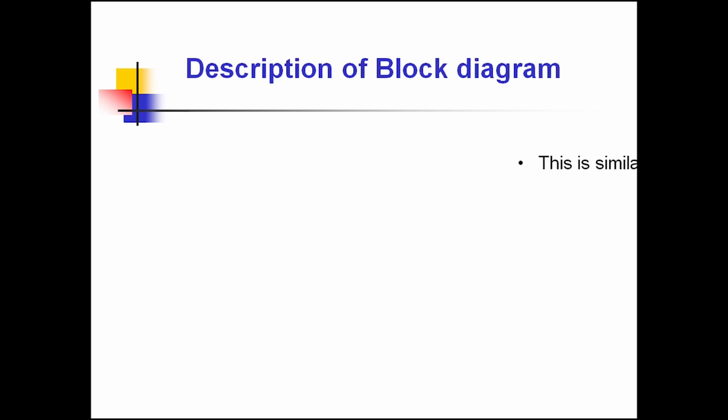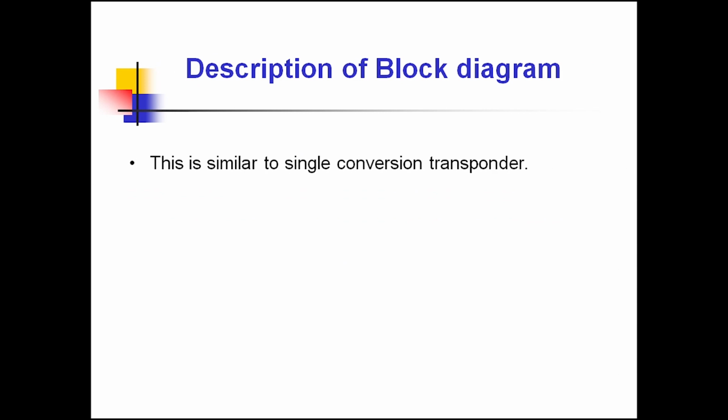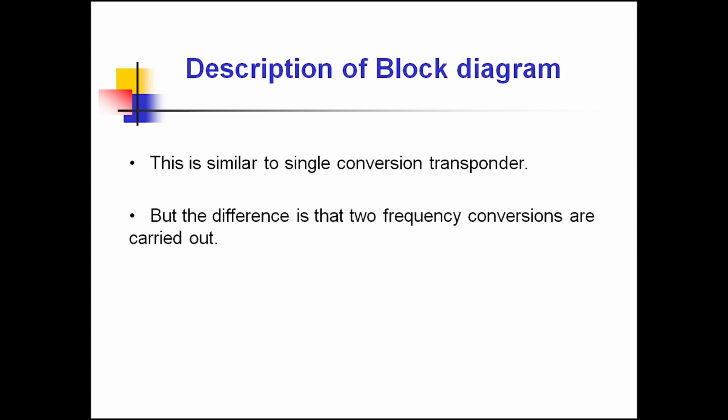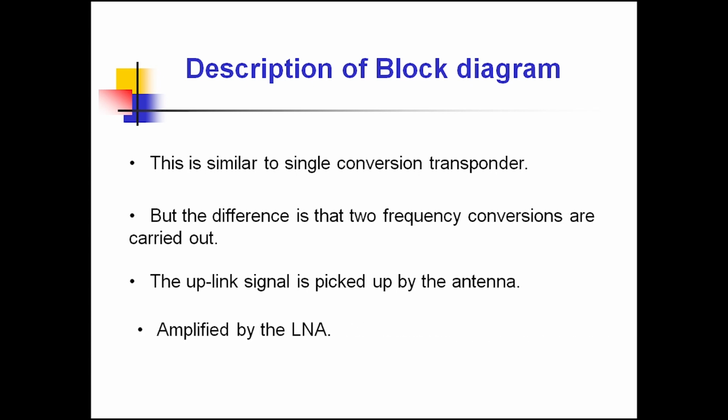Let me summarize the points which we have discussed. Double conversion transponder is similar to the single conversion transponder, but there are two frequency conversions. The uplink signal is picked up by the antenna. It is amplified by using low noise amplifier initially.